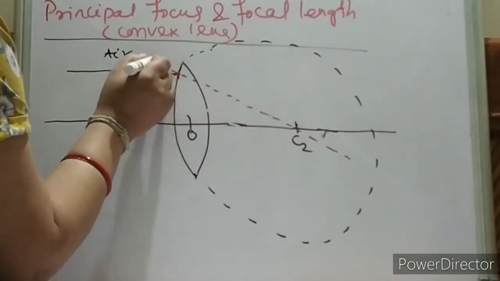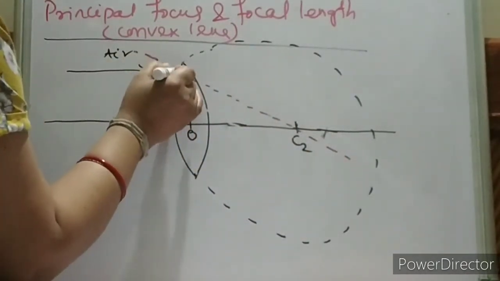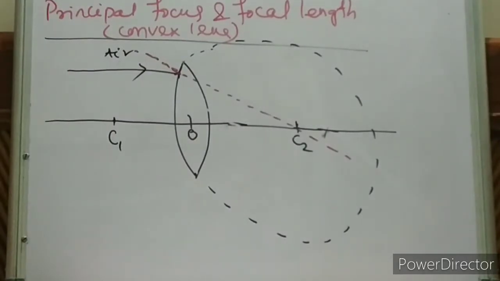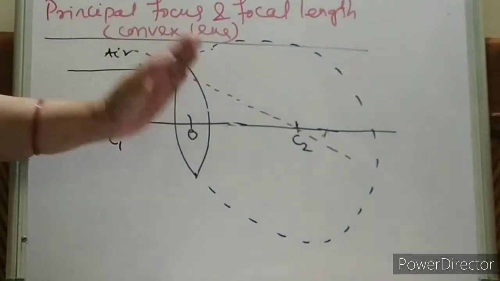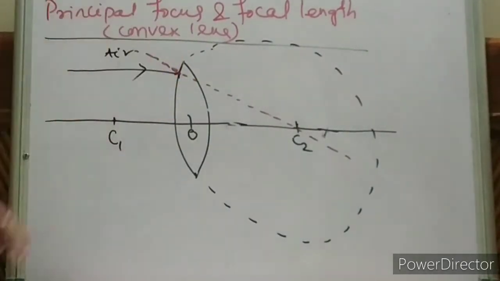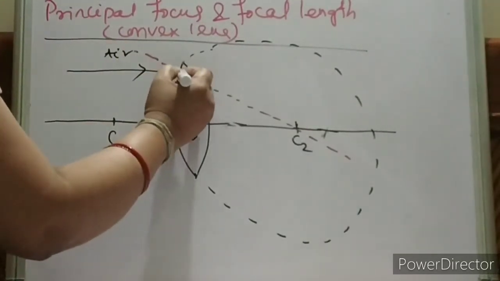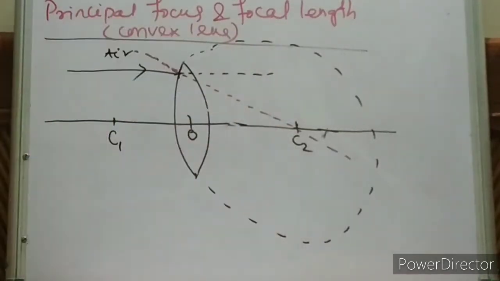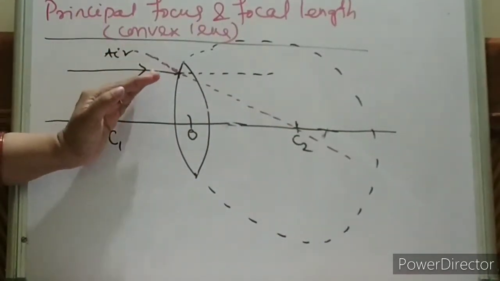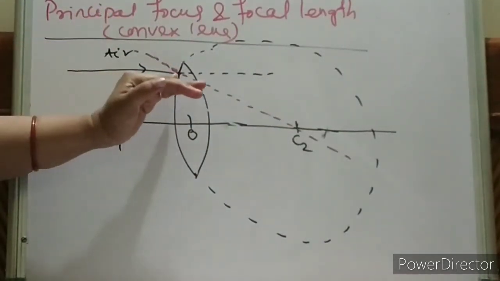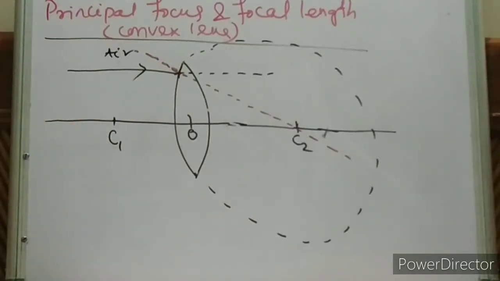So this is the normal at this point. If there would have been only air, the light ray would have traveled like this. Since it is now changing the medium from air to glass, the light ray will now bend. Okay children, the light ray will now bend.